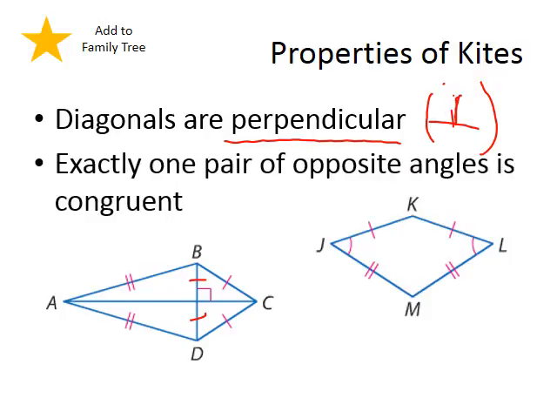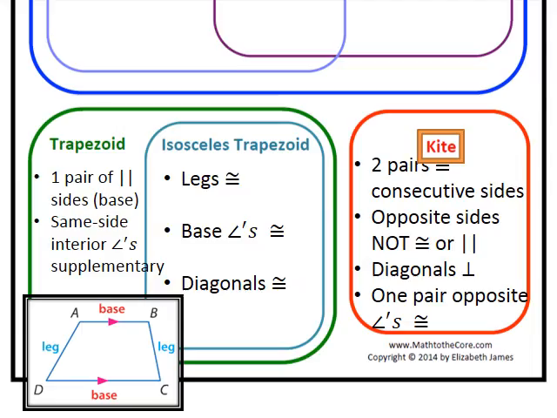The other thing with kites is that there's exactly one pair of opposite angles that are congruent. Only one, not every pair, but only one pair. And you'll see that marked here, angle J and angle L. And again, those are the two angles connected by the shorter diagonal, the one that's cut in half by the longer diagonal. All right, so add those to your family tree. And here we are, finished with the quadrilaterals family tree. Make sure you've got all those properties of kites, and you can double check your trapezoid as well.